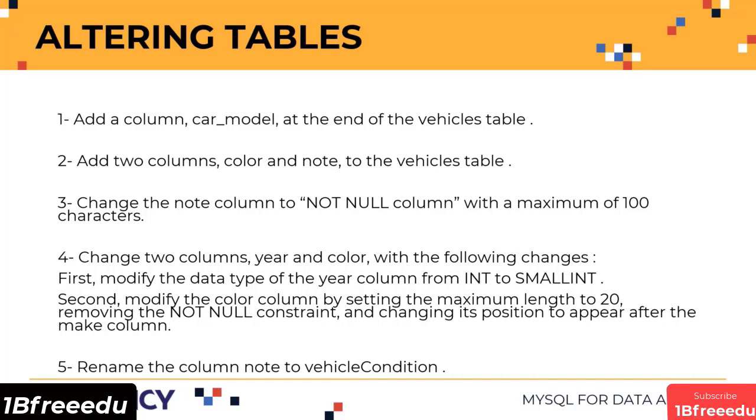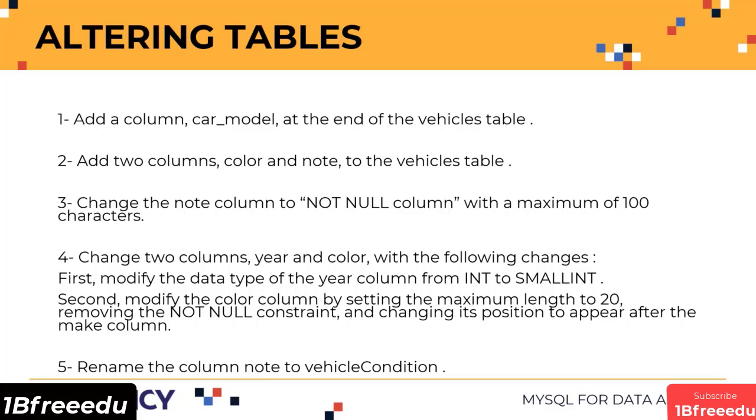Then, we're going to change two columns, year and color, to reflect the following. First, the data type in the year column will be switched from int to small int, or integer to small integer. The color column will now have a max character length of 20, and we'll remove the not null constraint. And finally, we'll move it to appear after the make column.